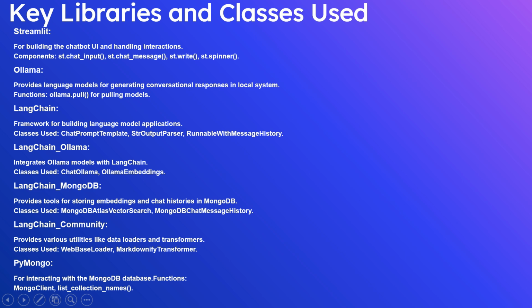Then LangChain Ollama, this integrates Ollama models with LangChain, like ChatOllama, then OllamaEmbeddings. These are the classes we are using. Then LangChain MongoDB, this provides tools for storing embeddings and chat histories in MongoDB. The classes are MongoDBAtlasVectorSearch, MongoDBChatMessageHistory.